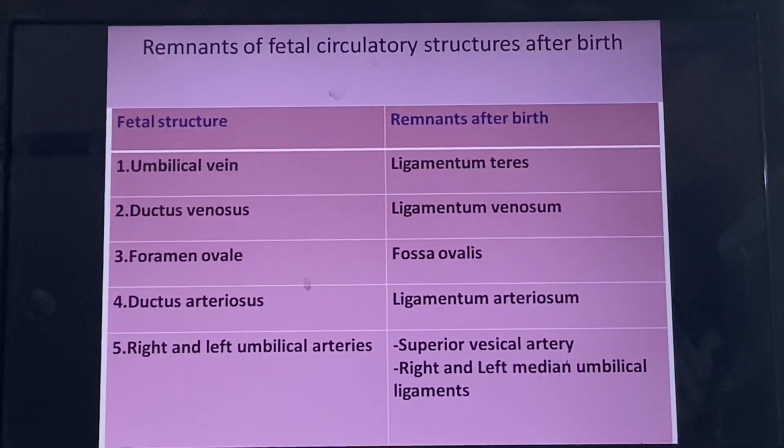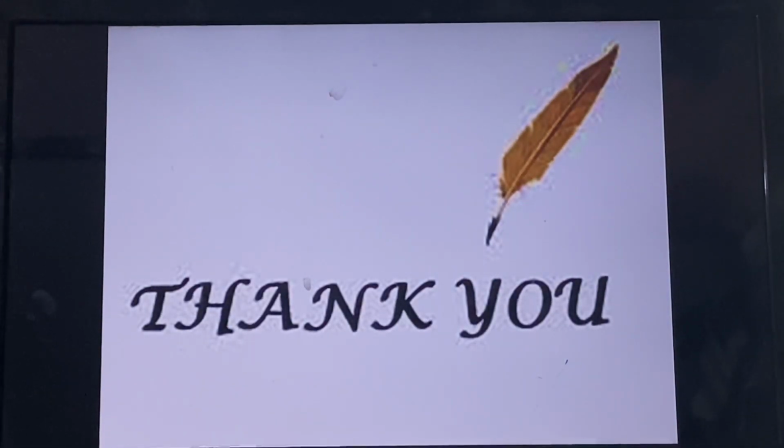So again, what I have told you is in one slide. The umbilical vein persists as ligamentum teres after birth, ductus venosus as ligamentum venosum, foramen ovale as fossa ovalis, ductus arteriosus as ligamentum arteriosum, and the right and left umbilical arteries persist as the superior vesical artery and the right and left medial umbilical ligaments. So this is all about the fetal circulation, and with this we have finished with the development of the cardiovascular system.